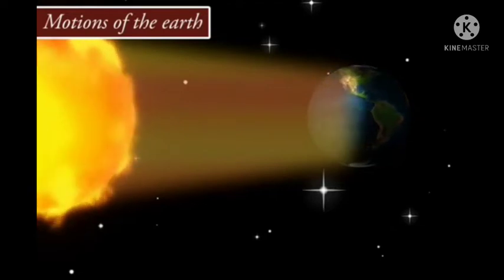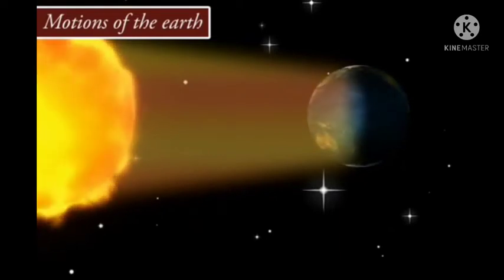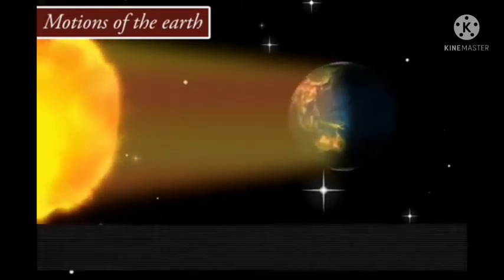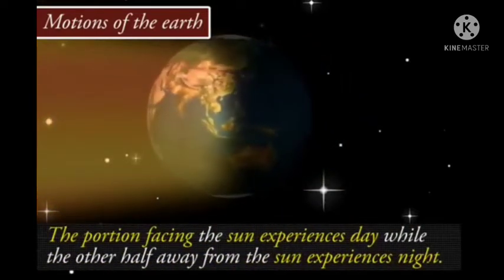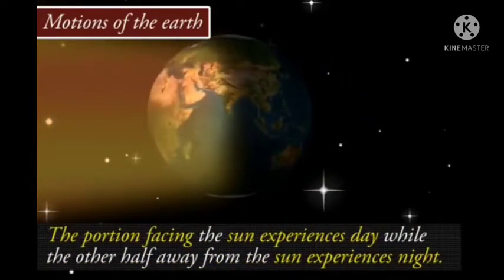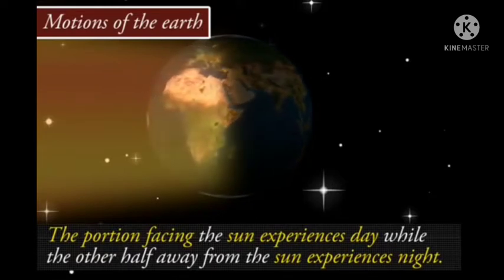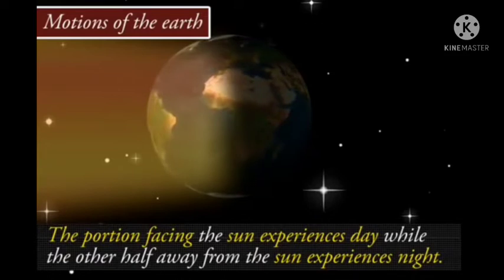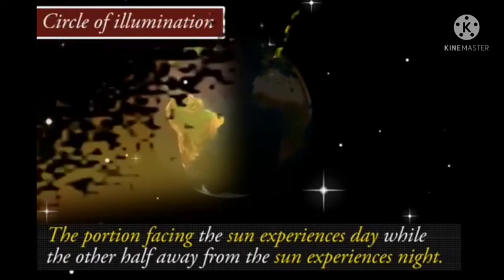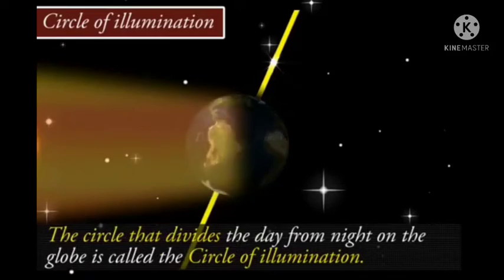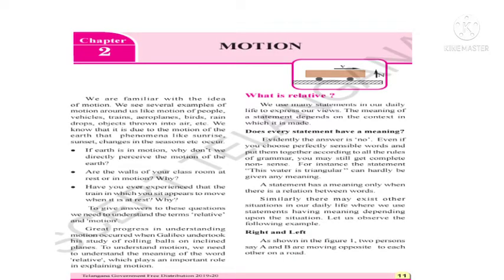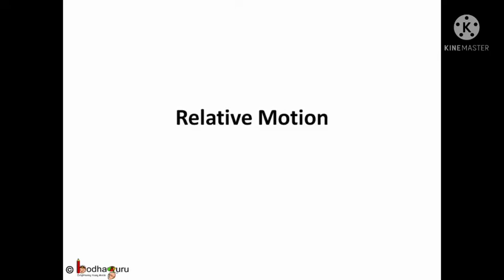While it is revolving, my dear children, some part is faced by the sun and some part is hidden from the sun. So due to this motion of the earth, day and night happen. The best example, now we are facing morning, but what about Americans? They are facing night. So now I think you understood what is motion. Now we will see relative motion, my dear children.